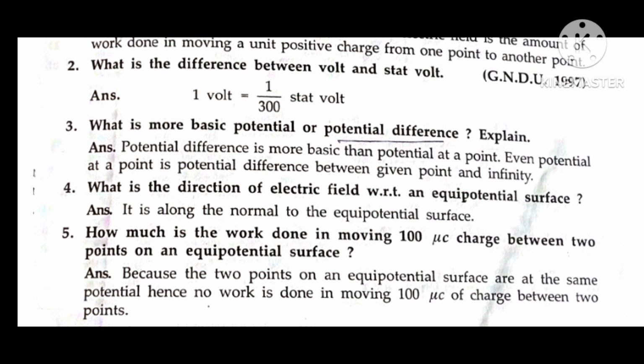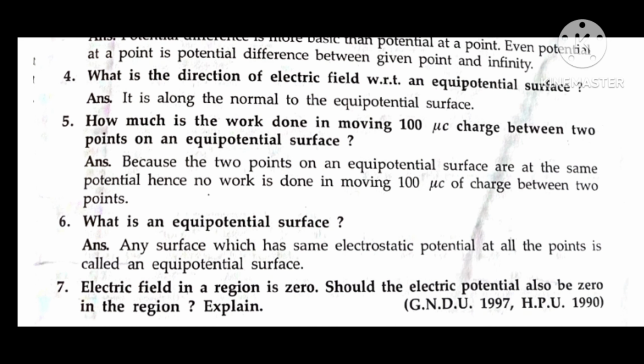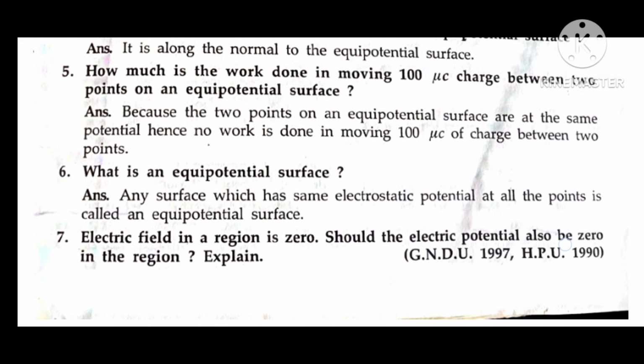How much is the work done in moving 100 microcoulomb charge between 2 points on an equipotential surface? Because the 2 points on an equipotential surface are at the same potential, no work is done in moving 100 microcoulomb of charge between 2 points. What is an equipotential surface? Any surface which has the same electrostatic potential at all the points is called an equipotential surface.